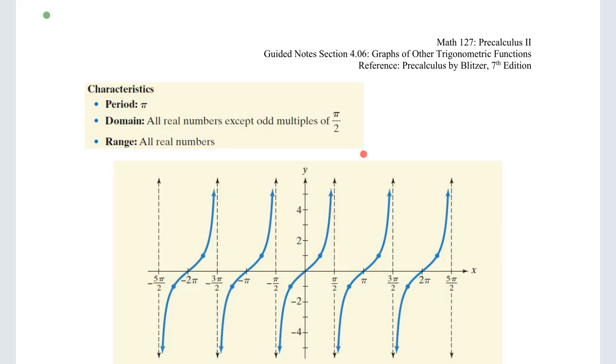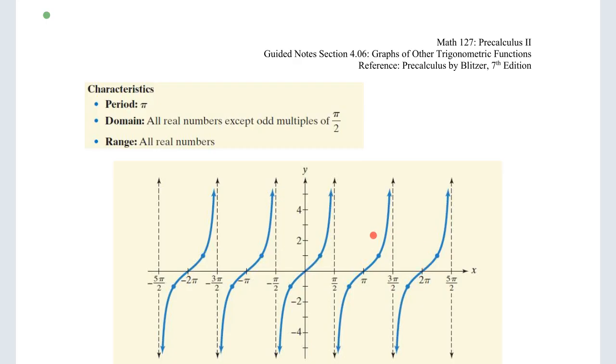And then of course the domain will always be all real numbers except the locations of the asymptotes. We know that the locations of the asymptotes are the odd multiples of pi over 2. In this case, we have negative 5 pi over 2, negative 3 pi over 2, negative pi over 2, pi over 2, and so on and so forth.